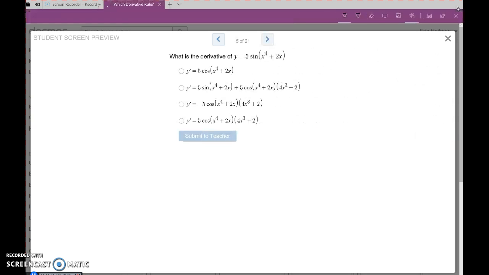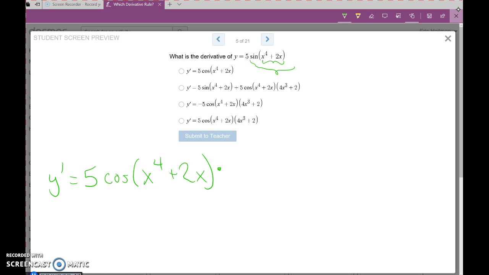All right, so here we are going to use the chain rule. So the 5 stays out in front when we take the derivative. Here sine of x is the outside function, and x to the fourth plus 2x is the inside function. So when we take the derivative of the outside, we get cosine x, because that's the derivative of sine. We leave the inside function alone, and then we multiply by the derivative of the inside function, 4x cubed plus 2, which is answer choice D. All right.